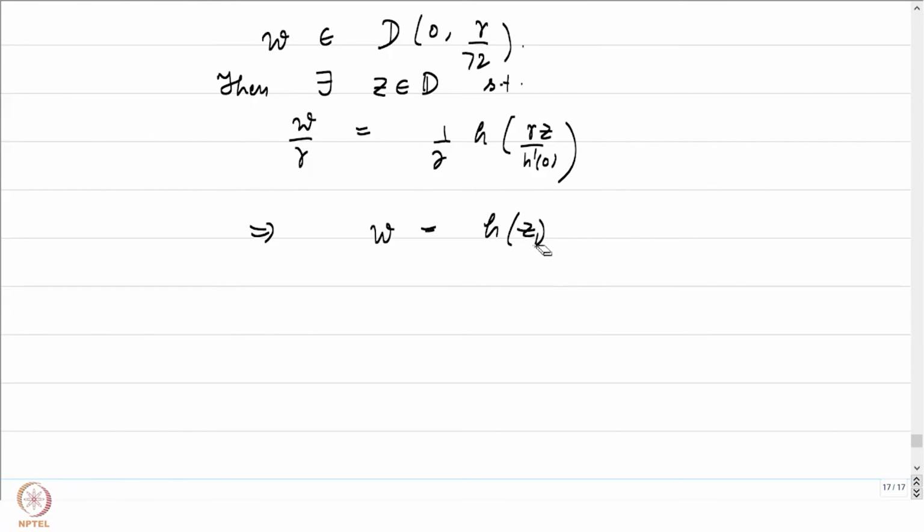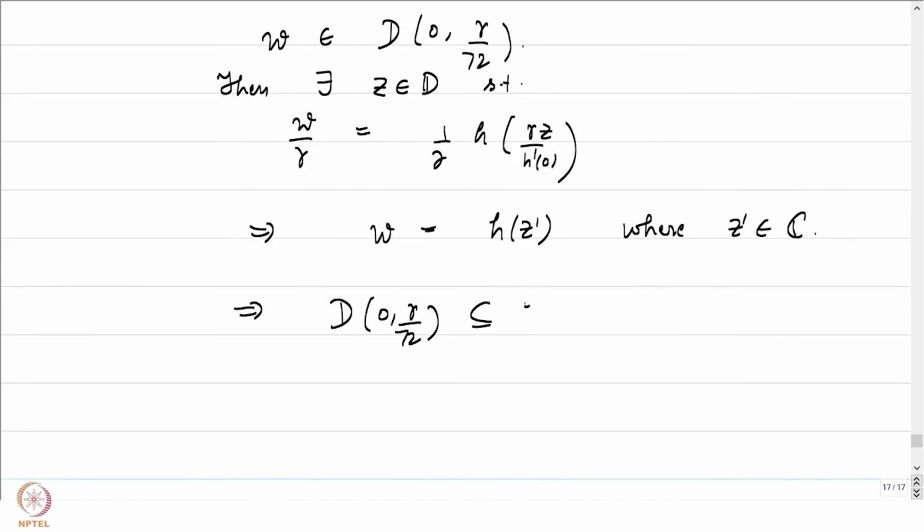1, or maybe z1 is already taken. Let me use z prime, where z prime belongs to some disk. Let us in particular say that it is in C. This is true for every w in D(0, r by 72), which tells us that D(0, r by 72) is contained in h of C, the image of C.